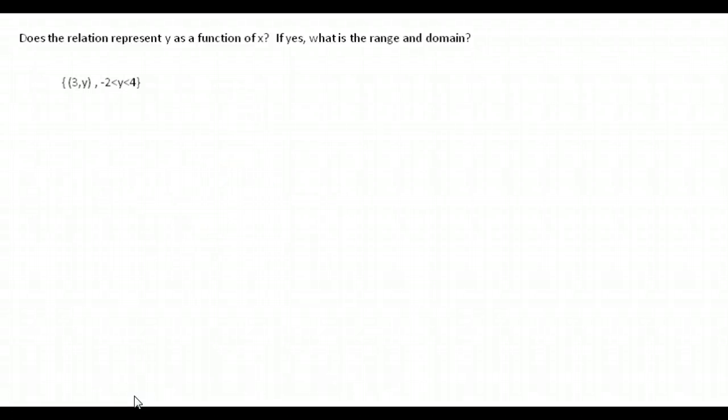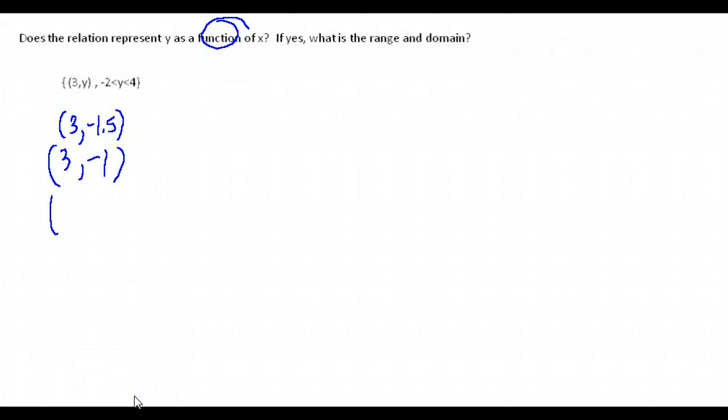Okay, does this relation represent y as a function of x? Okay, so basically, is this a function? If it is, then we'll go on to find the range and domain. So now we have points, okay? We have the point 3, comma, y, and y can be any number between -2 and 4. So let's write out a few of the points. So we can have 3, -1.5, okay? Or 3, -1.